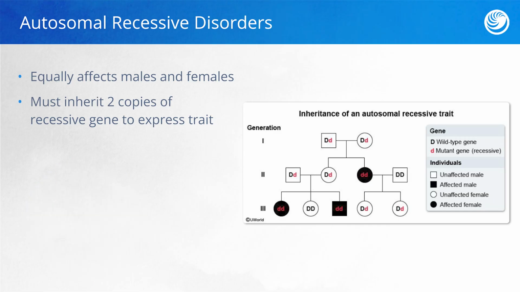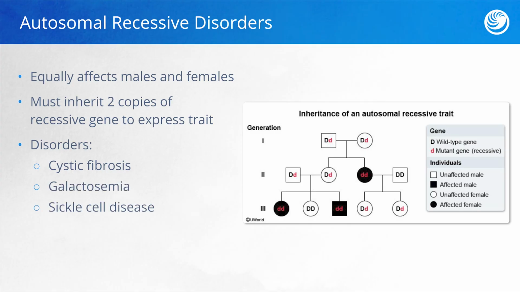Examples of autosomal recessive disorders include cystic fibrosis, galactosemia, sickle cell disease, Tay-Sachs disease, and phenylketonuria, or PKU.